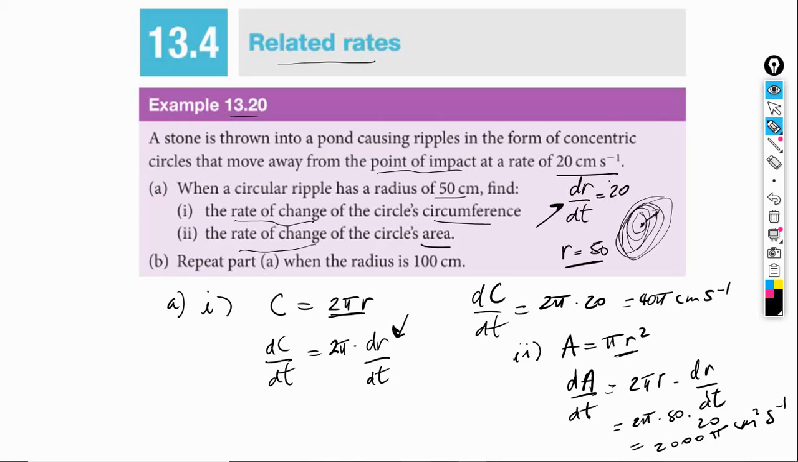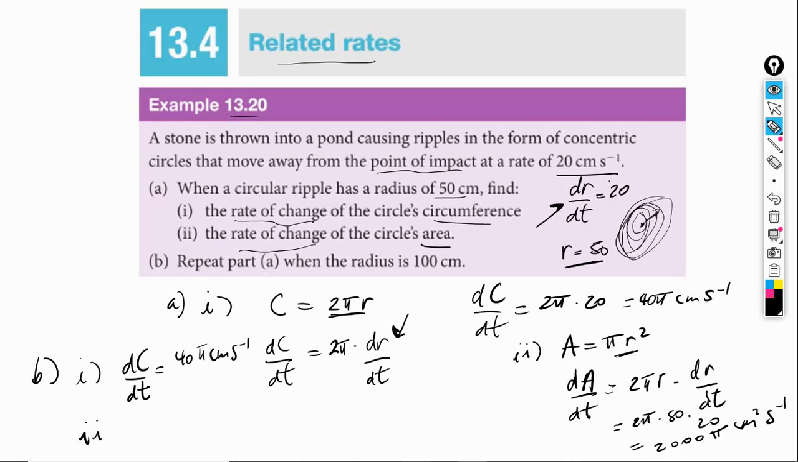So next, let's focus on part B. For B, it says repeat part A when the radius is 100. So number one, we already said that the rate of change of the circumference was linearly dependent on the rate of change of the radius, and that this was not going to change anyway. So this is just going to be 40 pi centimeters per second.